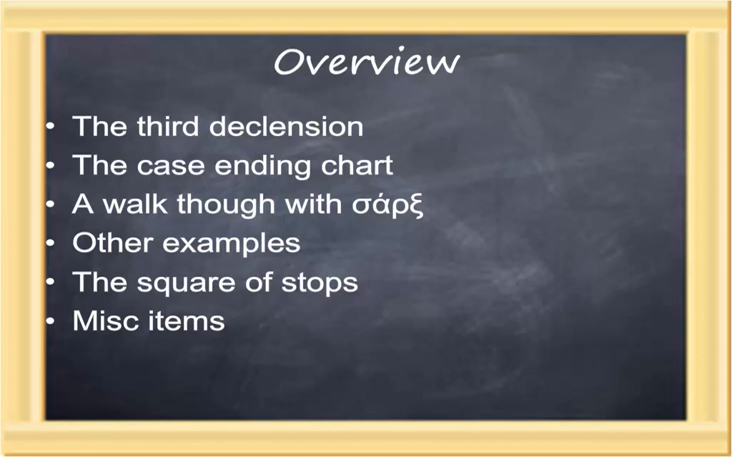We'll be introduced in this lesson to the square of stops, rule number 7 of noun rules: what happens when certain consonants collide, and finally a few miscellaneous items. Yes, it is a bit of a long lesson.